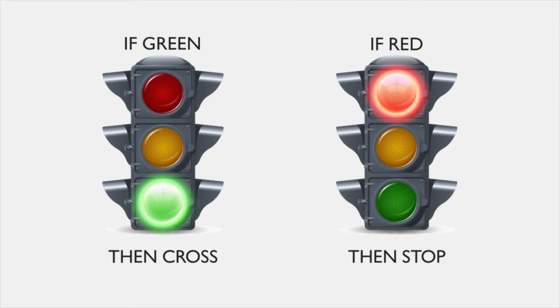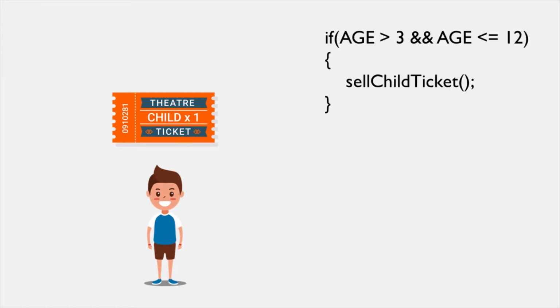Not only does the conditional structure have one condition per outcome, it also allows multiple conditions per outcome. For example, if a person's age is more than 3 years old and less than or equal to 12 years old, the ticket booth will have to sell a child ticket. In JavaScript programming, this is how it will look like.